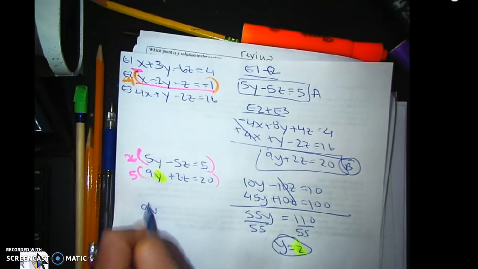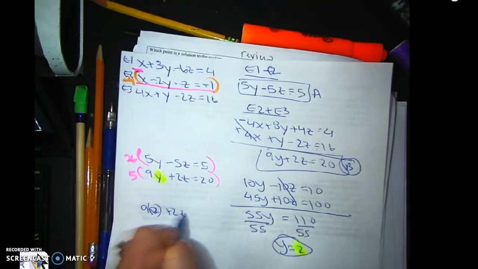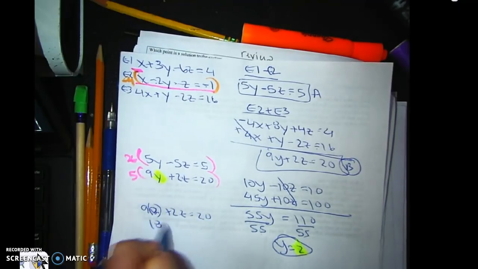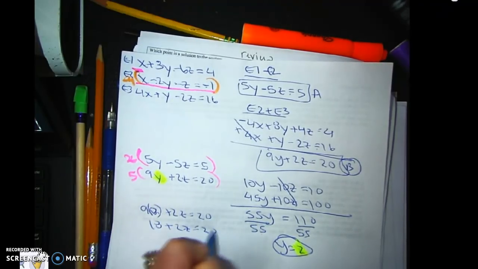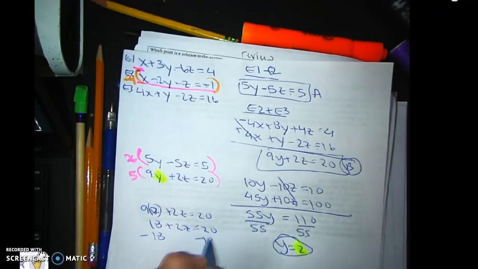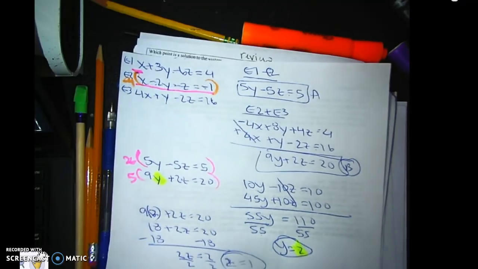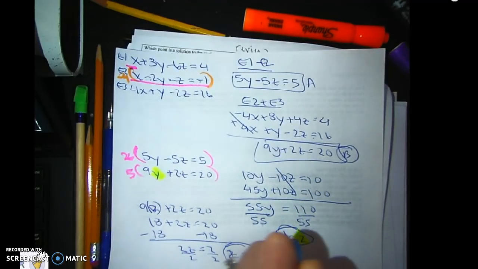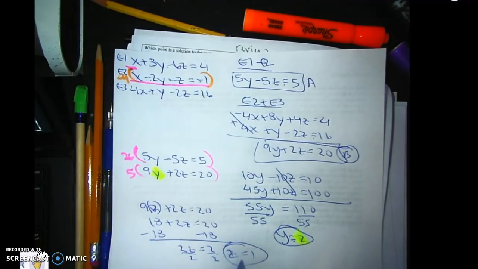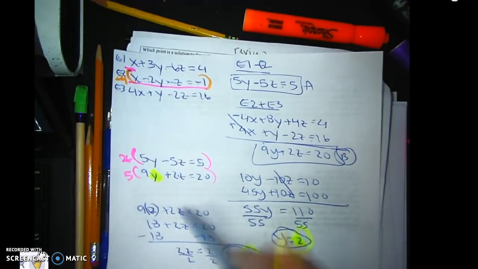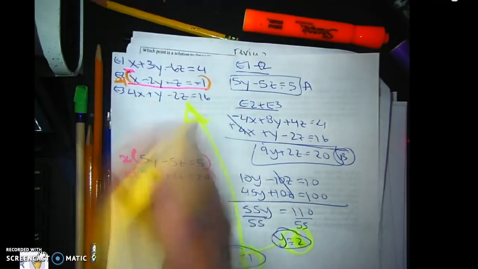So 9 times 2 plus 2z equals 20. Subtract 18. 2z equals 2, divide by 2. z equals 1. Okay, I got y, I got z. Now I'm going to take these two and go back to my original.